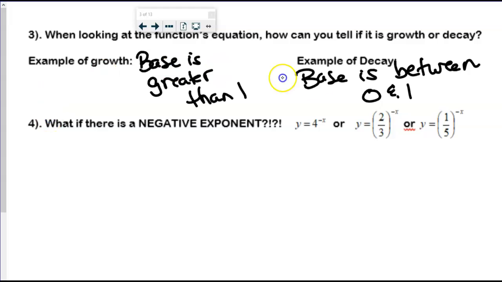There's a gazillion examples that you could give me here, guys. One example of an exponential growth would be 3 to the x power. But over here for decay, an exponential decay could be something like 1/3 to the x power.